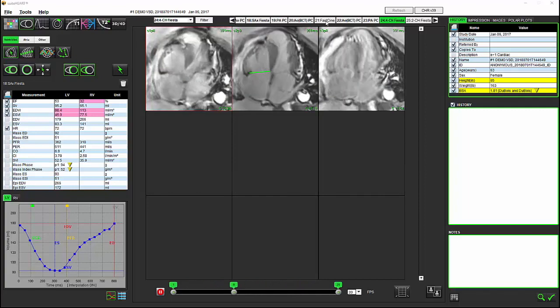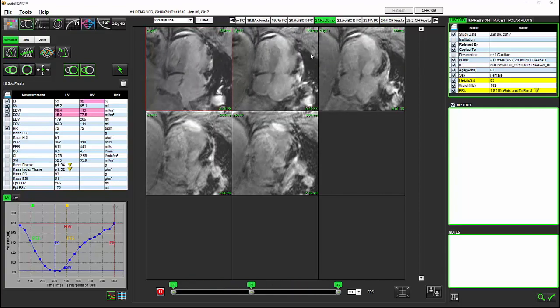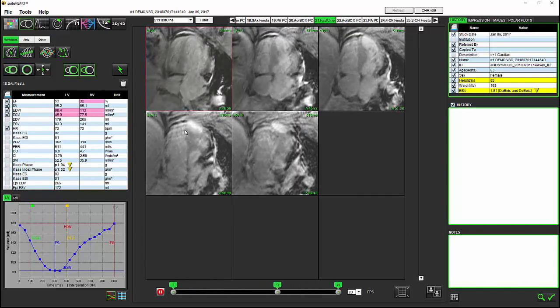It's easier to see here on these gradient echo images because the echo time is longer. You can see this dark jet of blood in systole at the site of the VSD. You can also see in this image right here a jet of tricuspid regurg.